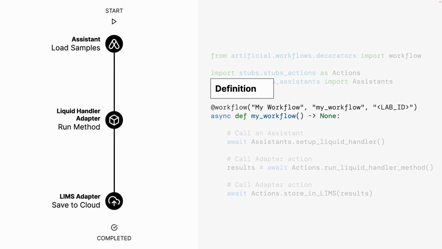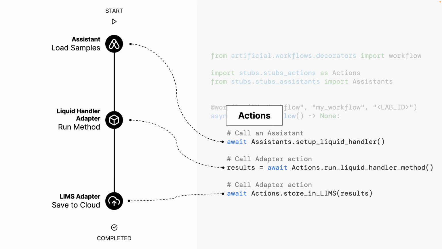You can see the workflow definition is just a Python function. We can add parameters to the function if we want, but we don't need them for this workflow. Each action in the workflow is represented as a function call in the workflow body. Again, we could add more complex control flow with loops and branches here, but we don't need to for this workflow. Now let's look at how I, as a developer, can connect these resources to artificial and deploy and run this workflow in my lab.